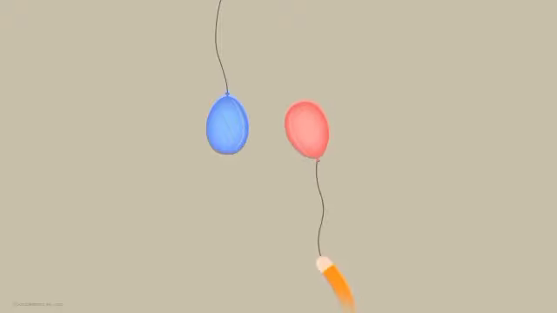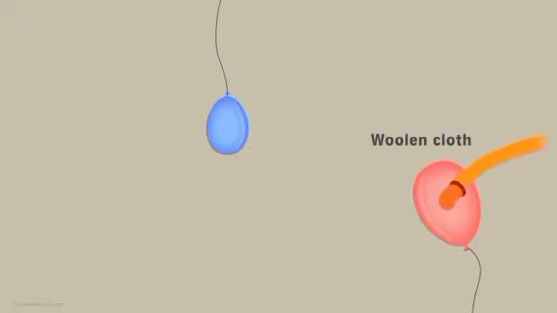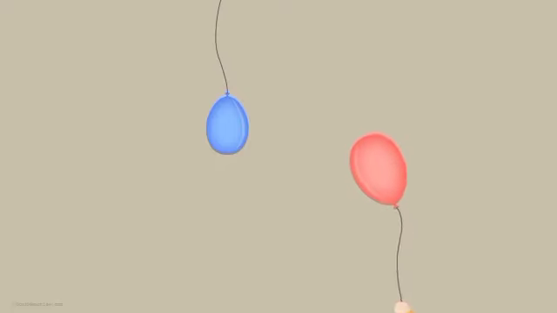Take two balloons and suspend one of them in the air by means of a thread. Hold the other balloon by a thread tied to its end and bring it near the other balloon which is suspended. What do you notice? Do you see any force between them? Nothing in particular. Now rub the free balloon which is in your hand with a woolen cloth for some time.